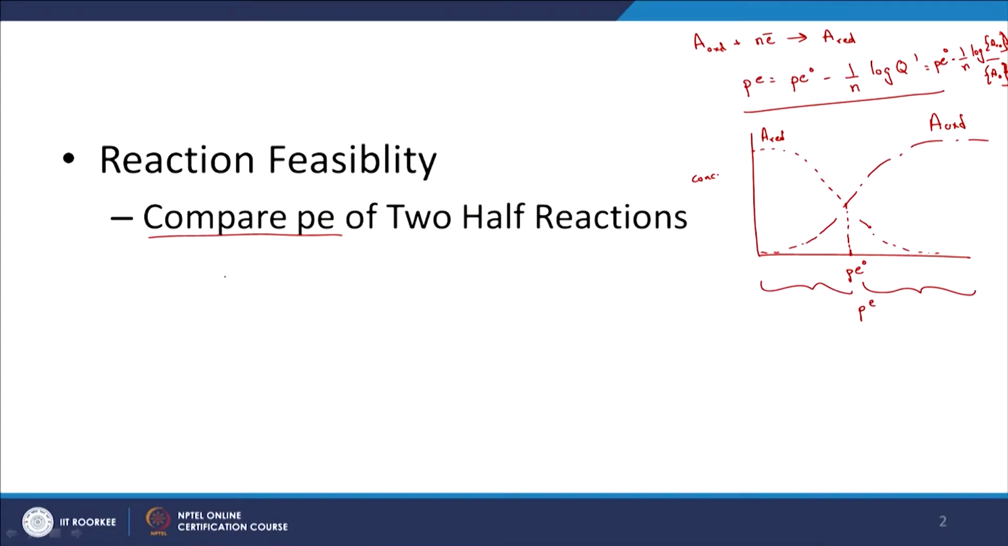So let us consider two particular half reactions: a times A plus n1 electrons goes to its reduced form b times B, and let us say this has pE1 naught and K1, and let us say the relevant other half reaction is c times C plus n2 electrons goes to d times D. Here we have the stoichiometric coefficients of A, B, C and D, and the relevant standard reduction potentials, and K2 equilibrium constant values, right.